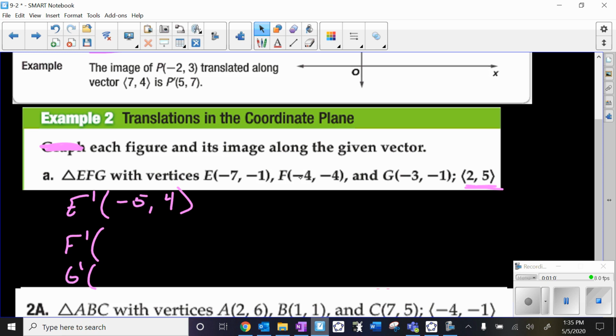F prime, -4 plus 2 is -2. -4 plus 5 is 1. And -3 plus 2 is -1. And -1 plus 5 is 4. So there would be the new coordinates.